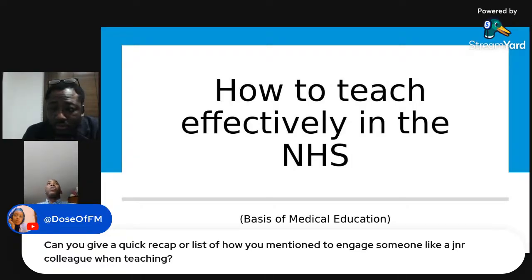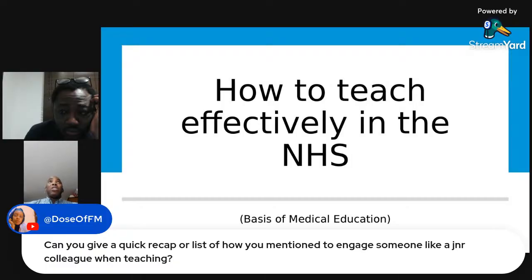Then I mentioned the PATHS approach. That one is used in teaching clinical skills. Let's say, for example, you want to teach someone how to set an IV line. The first thing is demonstration. After demonstrating it, the second step is deconstruction. You talk the colleague through the various steps, taking it one by one.